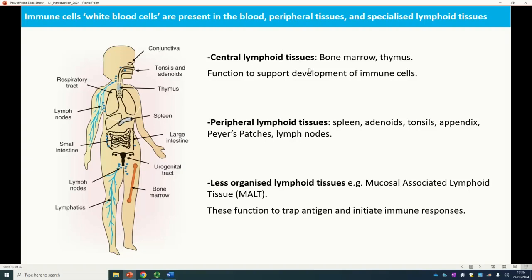And the function of these is actually to support the development of the cells that are involved in the immune system. We then have our peripheral lymphoid tissues. So this will be our spleen, adenoids, the appendix, the tonsils, our lymph nodes. And then we also have these less organized lymphoid tissues. So these will be your mucosal-associated lymphoid tissue. And we find these, for instance, in the gut, we have the gut-associated lymphoid tissue. And basically they trap antigen and they initiate the immune responses.